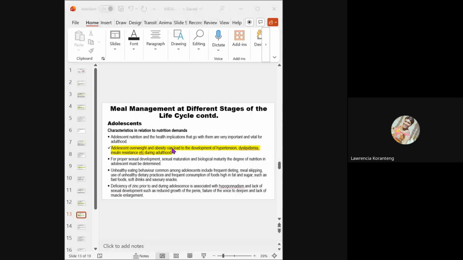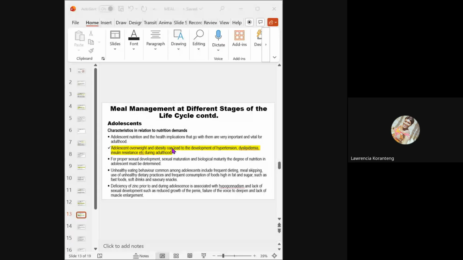So for proper sexual development, sexual maturation, and biological maturation, the degree of nutrition in an adolescent must be determined. Here the estrogen starts to work, because this is the stage where menstruation starts. So they need good amounts of fat, good protein, good iron. The men need the zinc to start developing their testosterone and then their semen production and all that. So at this stage too, we don't take meals for granted.